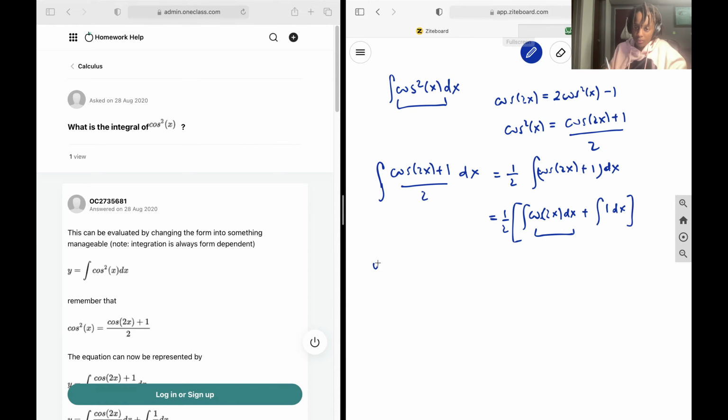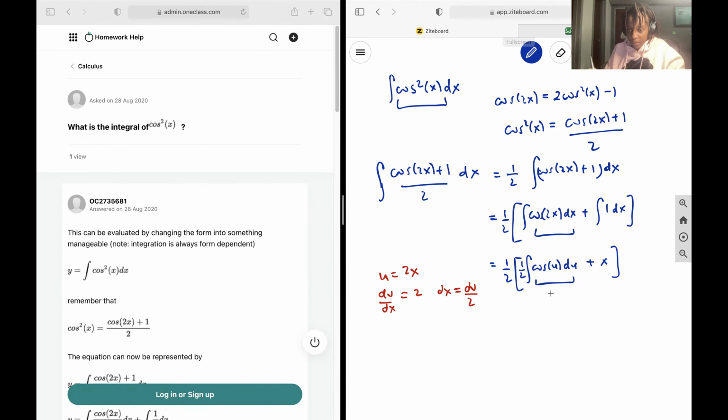So if u is equal to 2x, then du over dx is equal to 2, so dx is equal to du over 2. This becomes a half multiplied by the integral. We're going to pull out the 1 over 2, so again, 1 over 2 cos u du, once you substitute that all back in here. And the integral of 1 dx is just x.